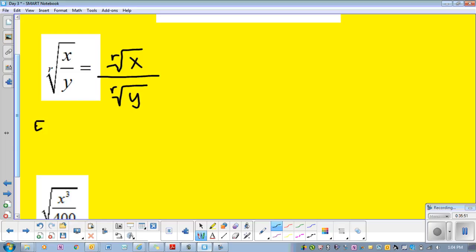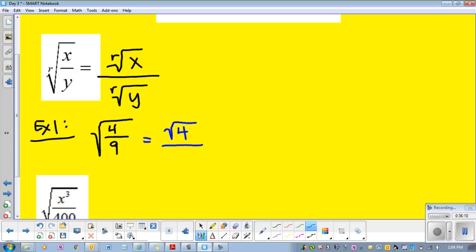Okay, so example 1, square root of 4/9. Okay? I feel like you guys will look at this and go, oh, no solution. Something silly, right? Split it up. So it's square root of 4 divided by square root of 9. What's the square root of 4? 2. What's the square root of 9? 3. So this is just 2/3. Okay?